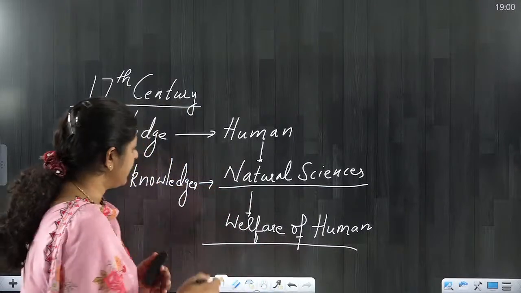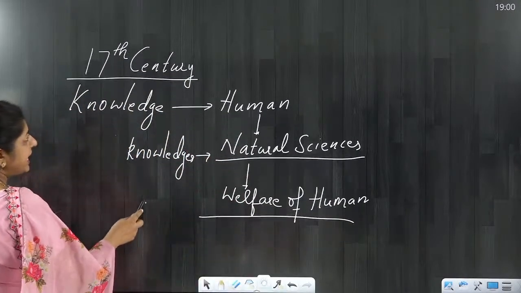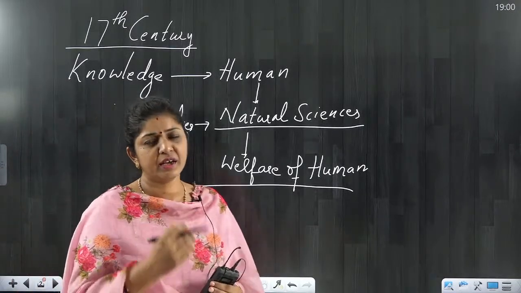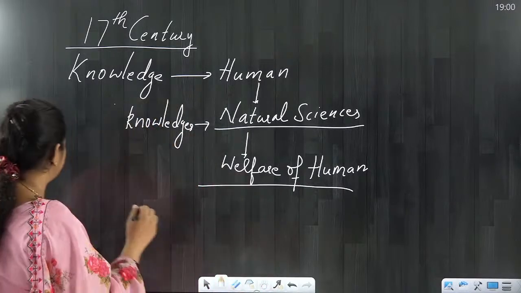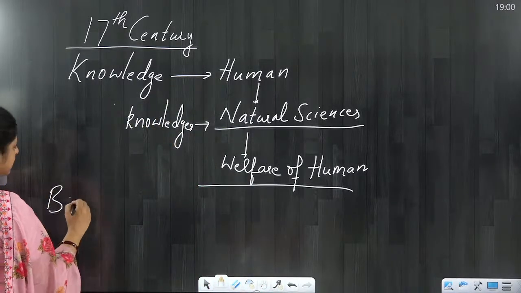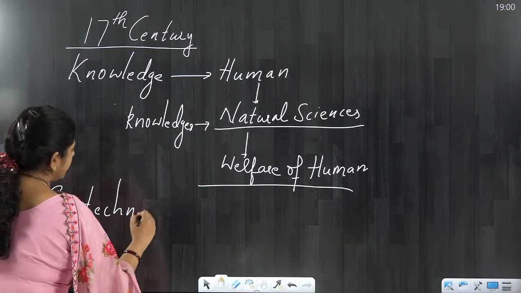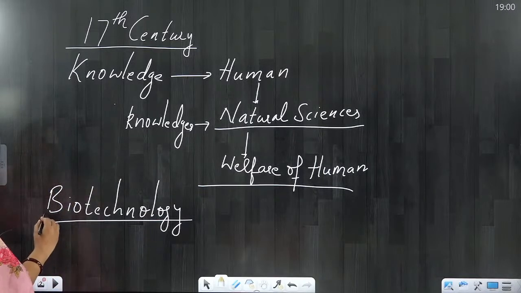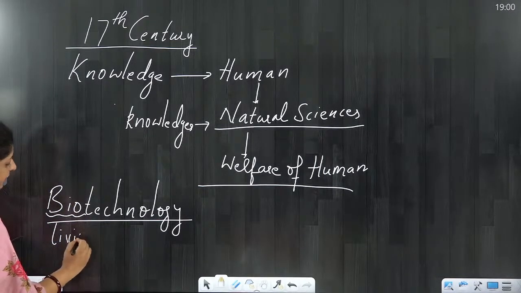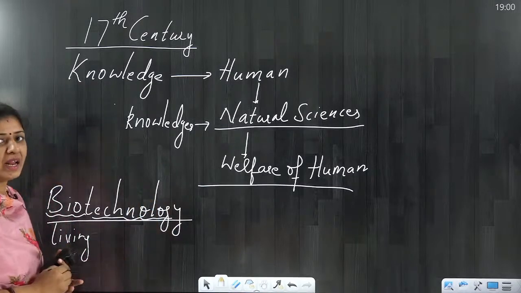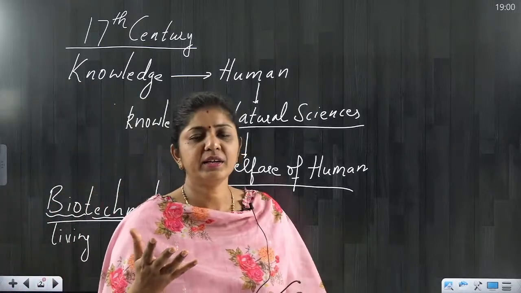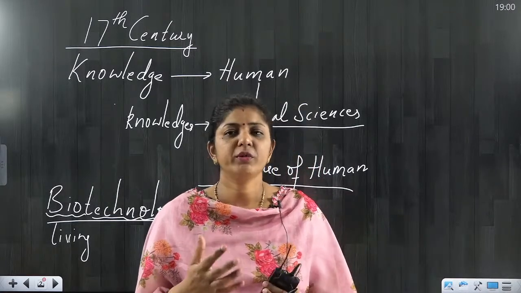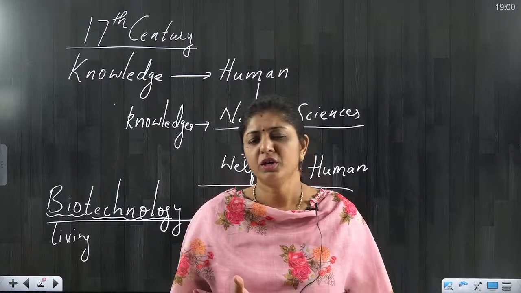But gradually, when development happened, many branches of natural sciences were introduced. One of them is biotechnology. In the term biotechnology, bio stands for the living. Technology means we are applying some technique to get some food or some useful products for ourselves, for the welfare of human beings.